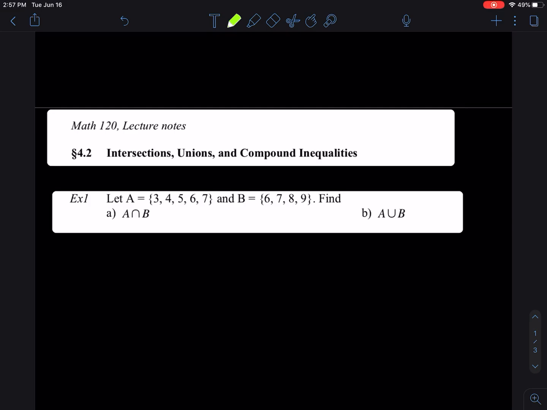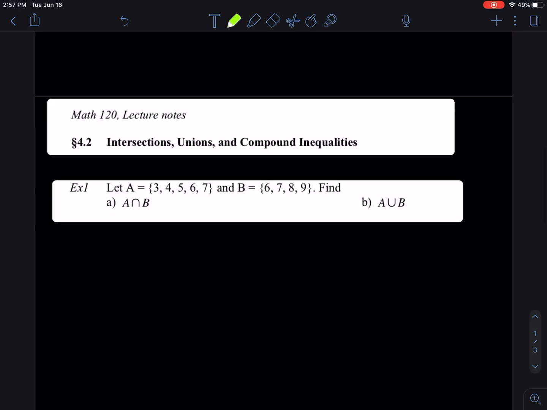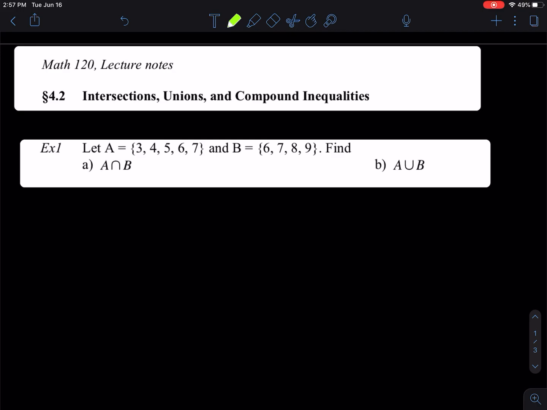So intersections and unions are not so difficult to understand. However, when you combine inequalities and have a compound inequality and then have intersection and union within that, it can get a little bit complicated. So to introduce the definition of intersection and unions between two sets, we start out by doing this example here.